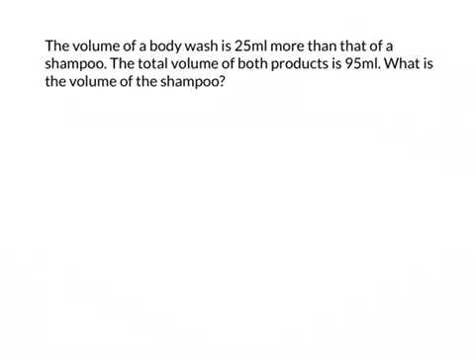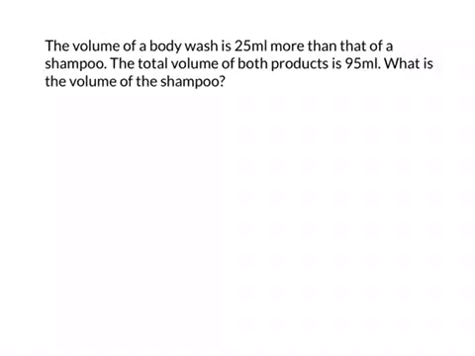This method of using a bar model is for when you have a problem where there's a difference between 2 of the items in your problem, and perhaps you know the total amount, and you know what the difference is, and you have to then work out what the value of one of the items in the problem is. This one, for example: the volume of a body wash is 25 millilitres more than that of a shampoo. The total volume of both products is 95 millilitres. What is the volume of the shampoo? You could solve problems like this with trial and error, just trying out different amounts, but the bar model is a good way of getting straight to the right answer.